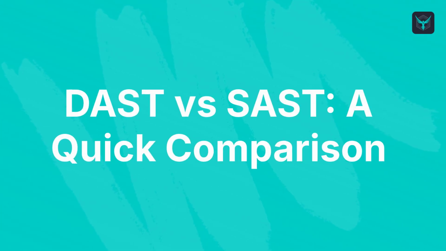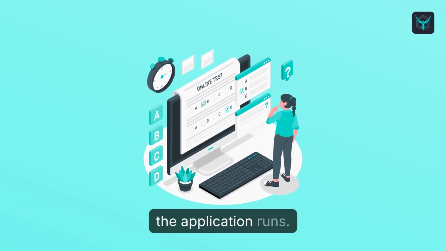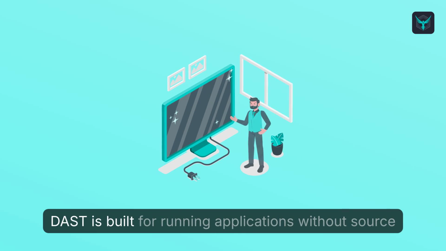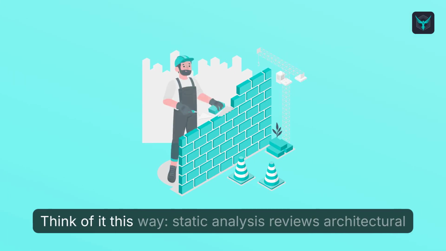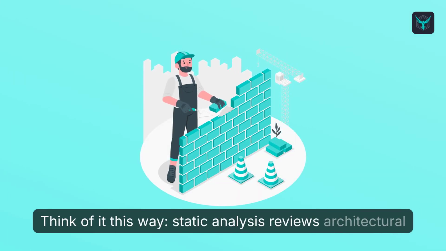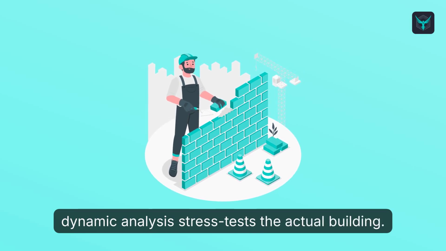DAST versus SAST, a quick comparison. Static application security testing analyzes source code before the application runs. DAST is built for running applications without source code access. Think of it this way. Static analysis reviews architectural blueprints. Dynamic analysis stress tests the actual building.